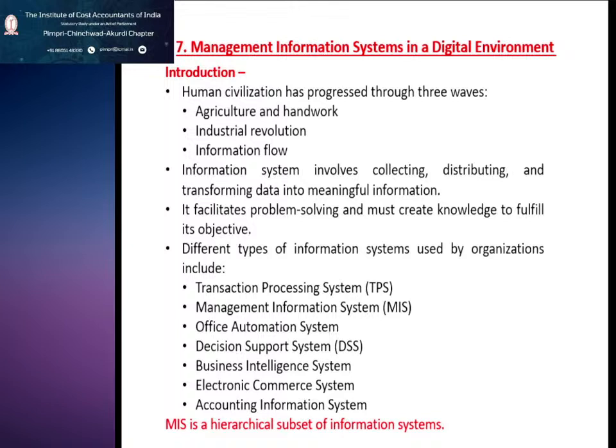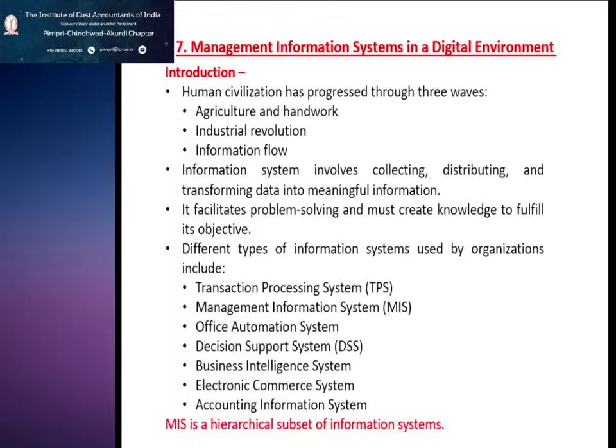As we all know, the data pyramid: data gets translated into information, information into knowledge, knowledge into wisdom, and wisdom thereafter becomes your actionables. That's how the overall evolution of the data pyramid has happened. An information system involves collecting, distributing and transforming data into meaningful information. That's the whole data pyramid structure.